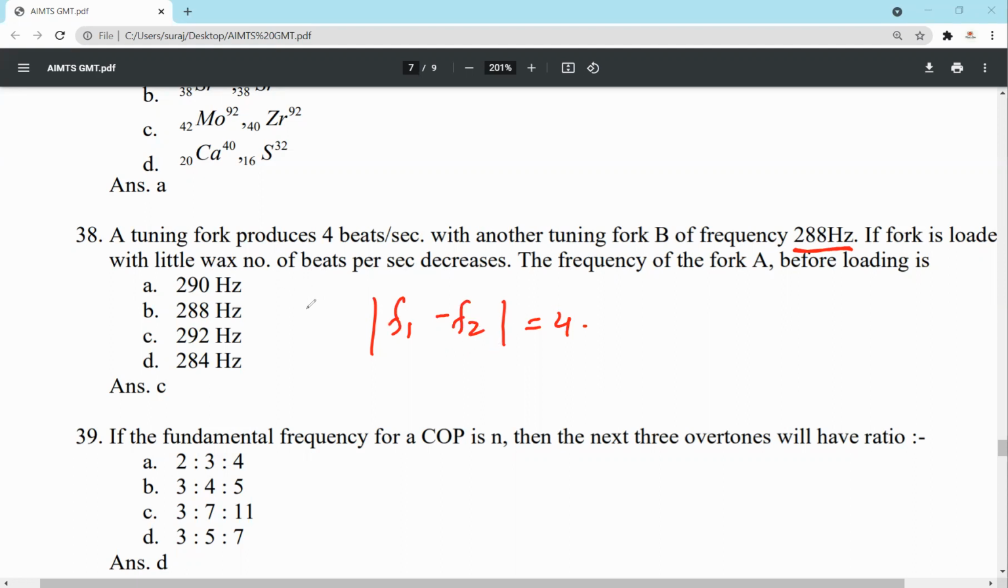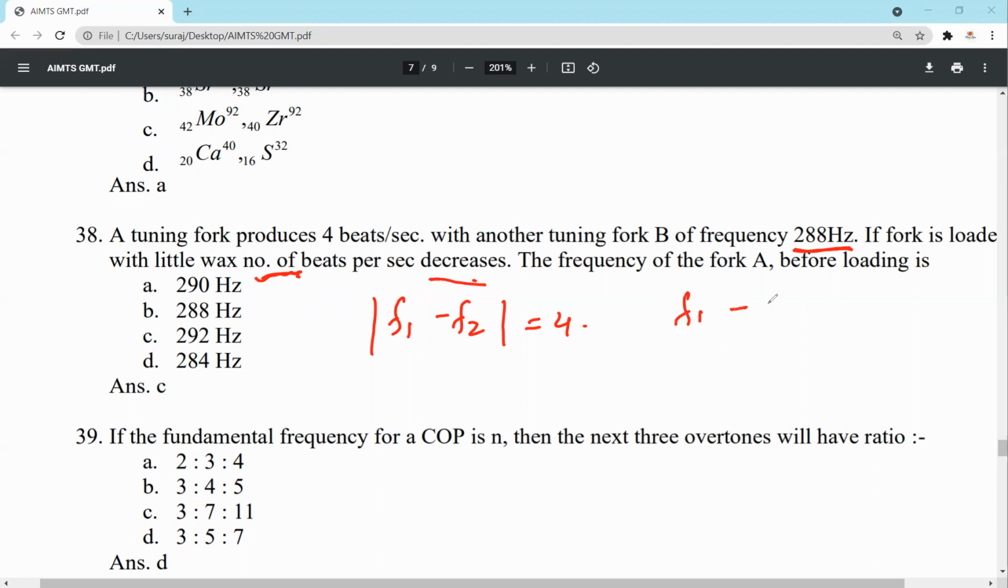So if you add wax, what will happen? Frequency will decrease. Clear? Here the number of beats is not given. There's a printing mistake here. In the second case also, the number of beats should be given, or beats per second decreases. Beats per second decreases. Or else we can solve like this.